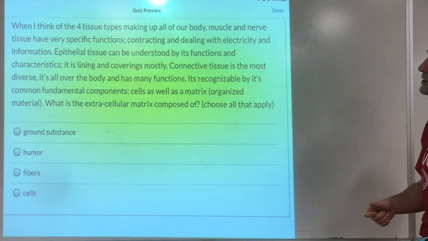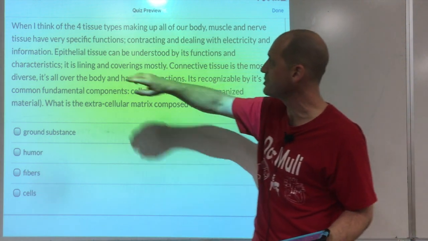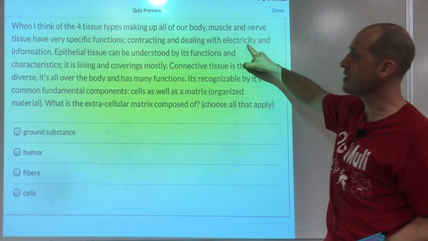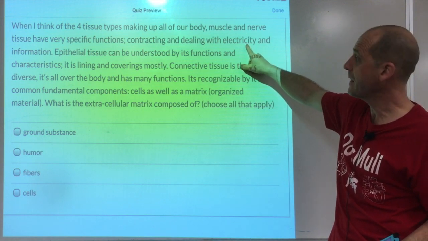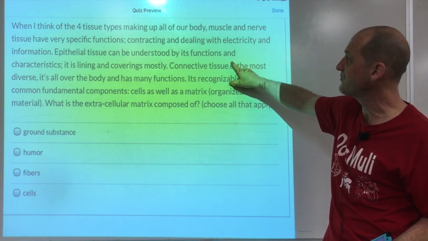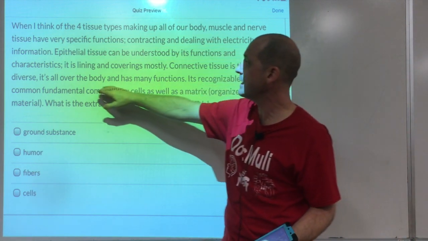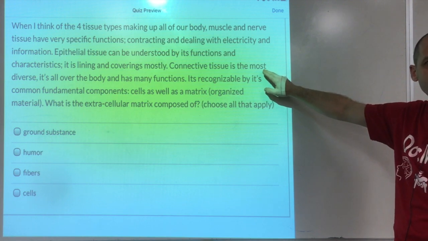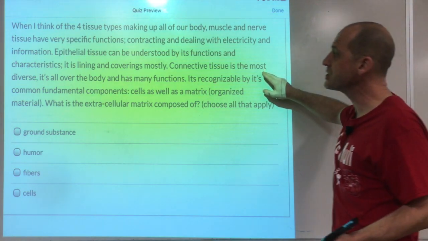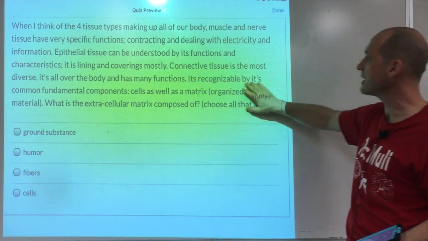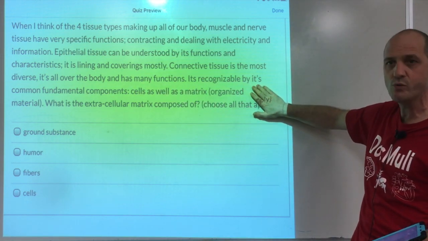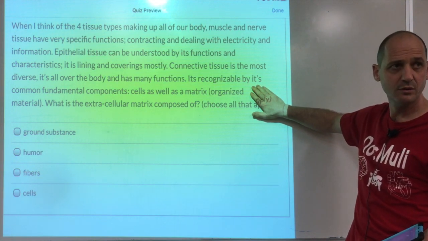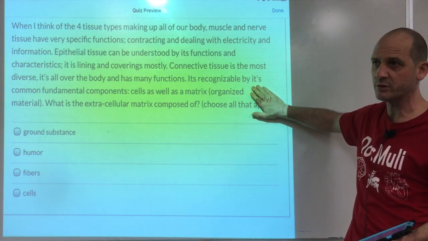When we think of four tissues making up our body, muscle and nerve tissue have very specific functions. So muscles, the contracting, and the electricity stuff with information is the nervous system. Epithelial tissue can be understood by its function and characteristics. It is lining and covering mostly. Connective tissue is the most diverse one though. That's more difficult to understand. It's all over the body, it has many functions. It's recognizable by its common fundamental components. Because you've got bone is connective tissue and blood is connective tissue. And you wouldn't look and go like, no, that's not going to do it.